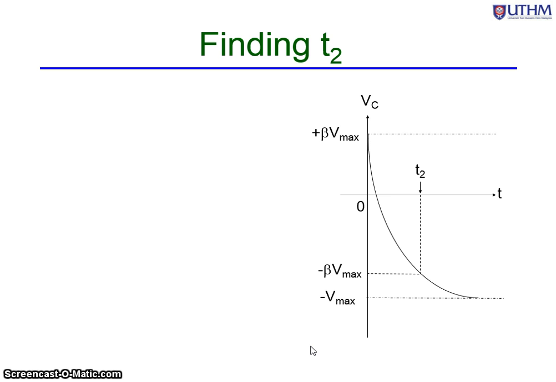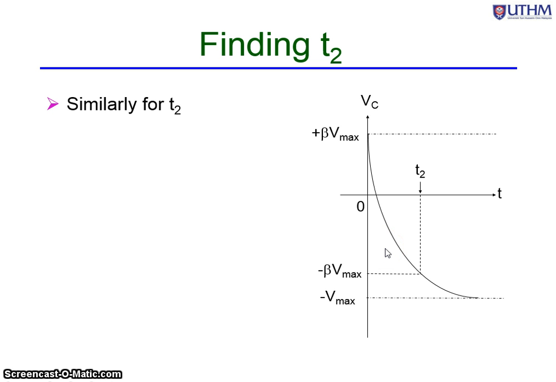Now we look at the discharging time. It will look like this. This is your initial value, plus beta Vmax. When it is discharging, if you let it discharge over time, you will reach minus Vmax. But it won't reach that value because we are comparing with minus beta Vmax, which is your Vf just now. When your VC is less than minus beta Vmax, your output will go positive again. So that's why it will reach up until here, and after that it will continue your output. This is your VC.